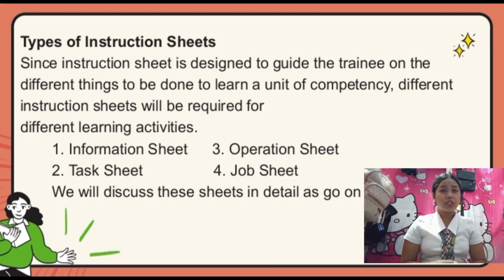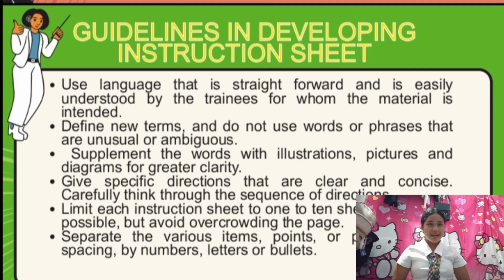Third is operation sheet. Diri na ang mga detalyadong step para mag-operate ng isang equipment or machine. Lastly is job sheet. Diri na ang mga combination sa task and operation sheet para sa buong job process. Guidelines and developing instruction sheet.